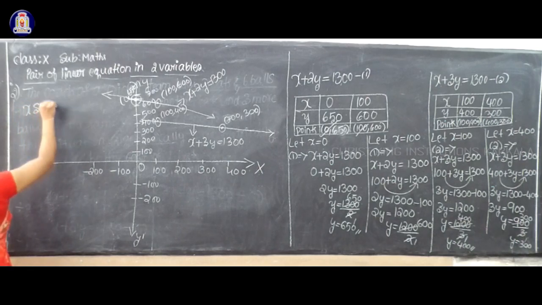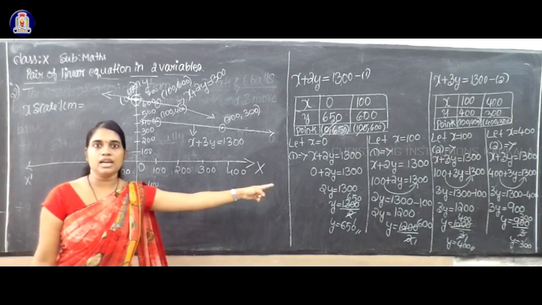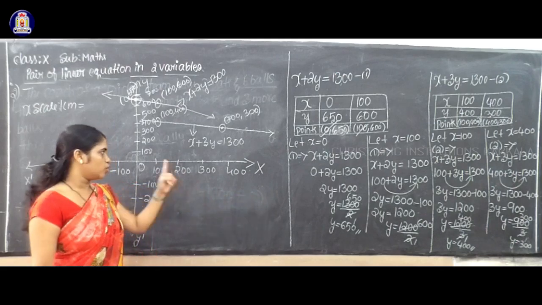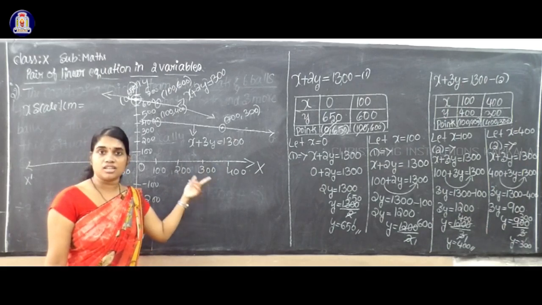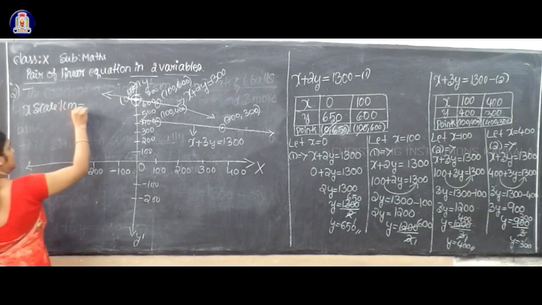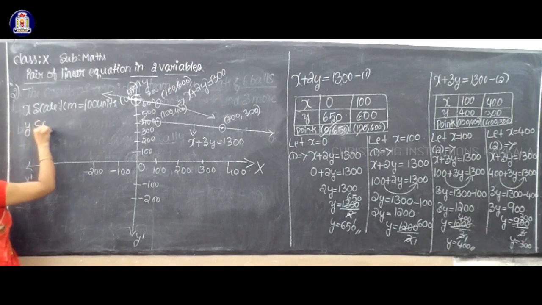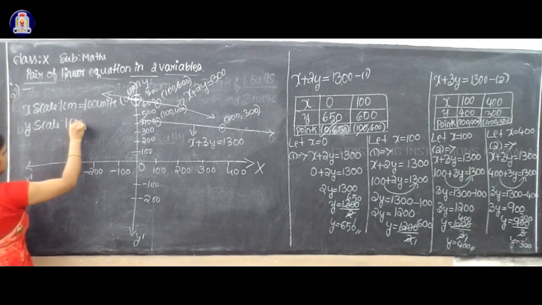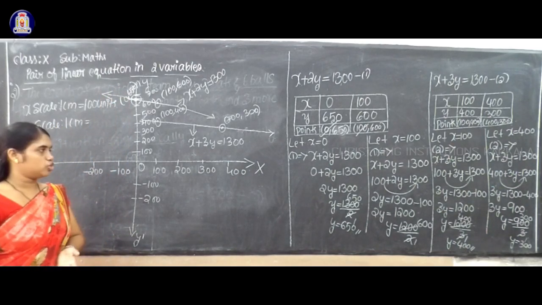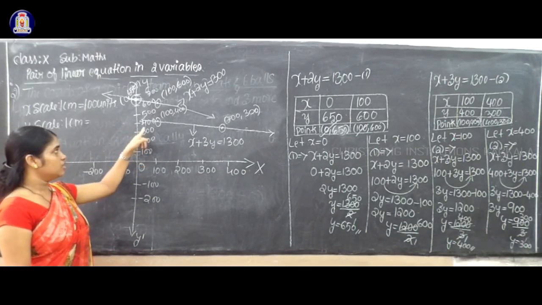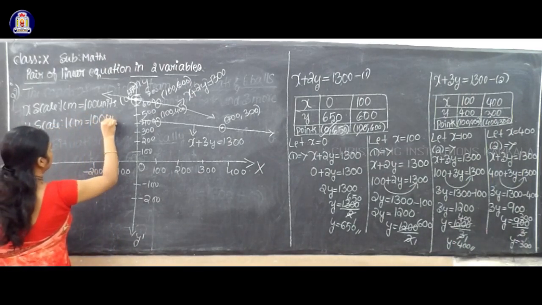So this is x scale. About the x scale, 1 centimeter is equal to how much unit? 200 minus 100, 100, 300 minus 200, 100, 400 minus 300, 100. So therefore, x scale 1 centimeter is equal to 100 units. Next, what about y scale? Along the y scale, 1 centimeter is equal to how much unit? Again 200 minus 100, 100, 300 minus 200, 100. So therefore 1 centimeter is equal to 100 units.